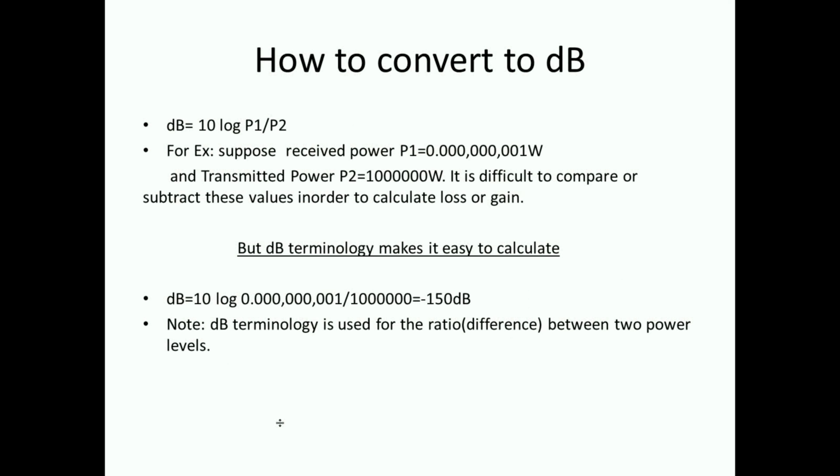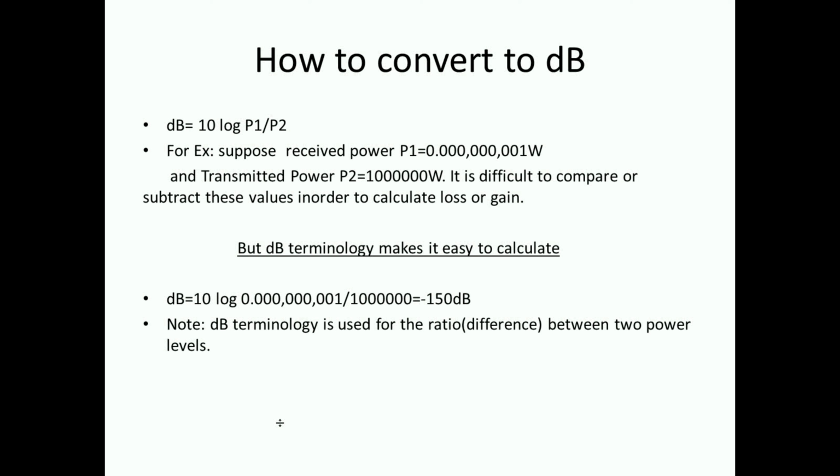So we will see how to convert to dB. It is 10 log P1 by P2. Suppose we have two power levels. One is 1 nanowatt, and the other power level, which is P2, is 1 megawatt. Since it is difficult to compare or subtract these values in order to calculate a loss or gain, we use the dB terminology.